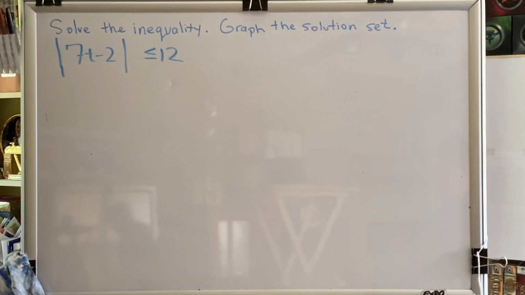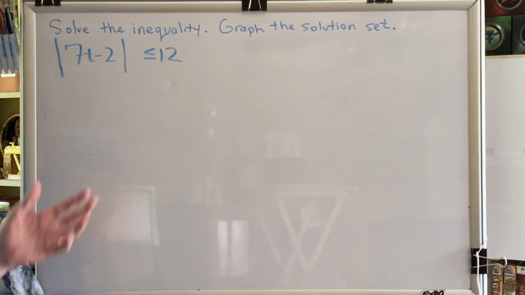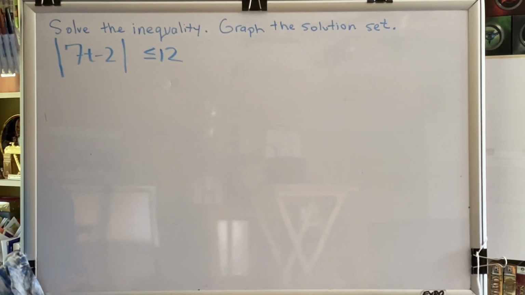The topic of this video is solving absolute value inequalities. Let's look at a problem. Solve the inequality. Graph the solution set. Alright, we have the absolute value of the difference, 7t minus 2, is less than or equal to 12.